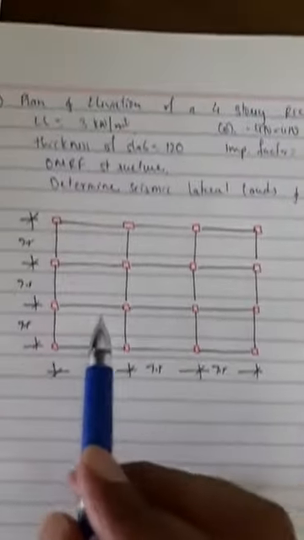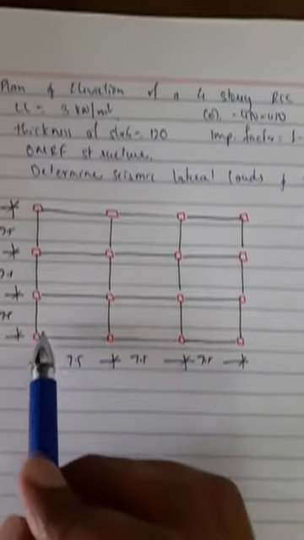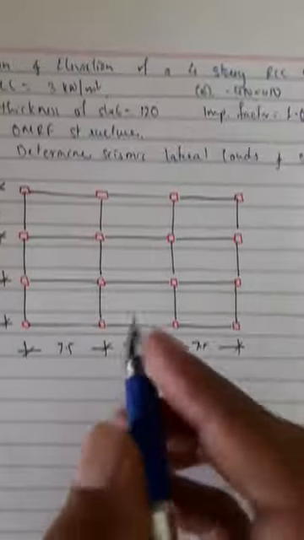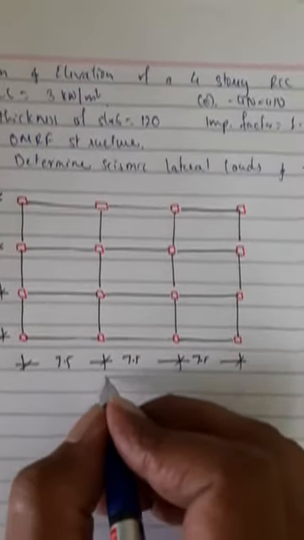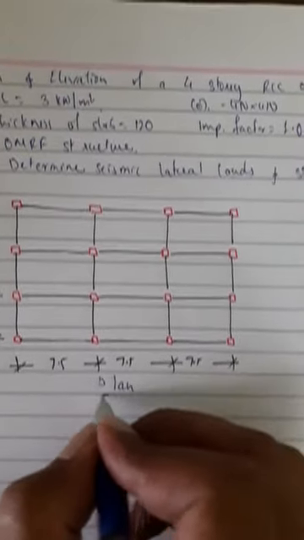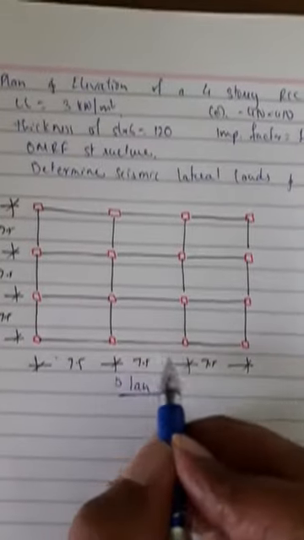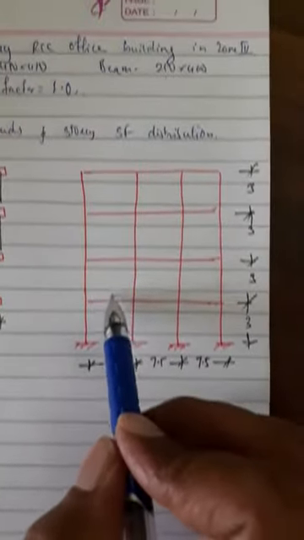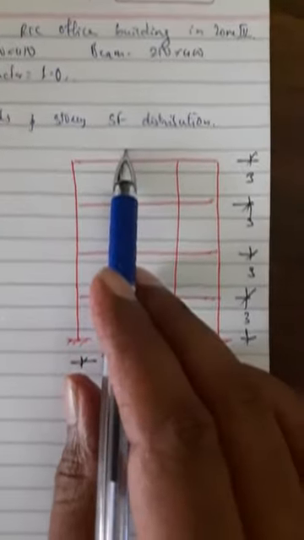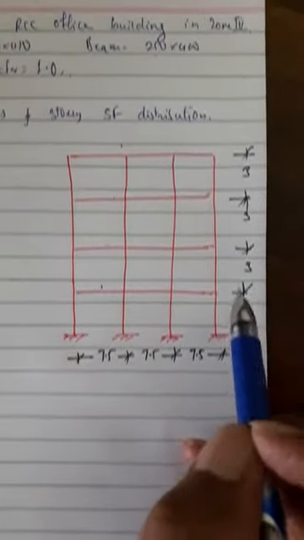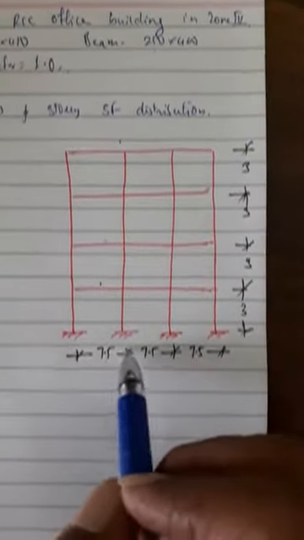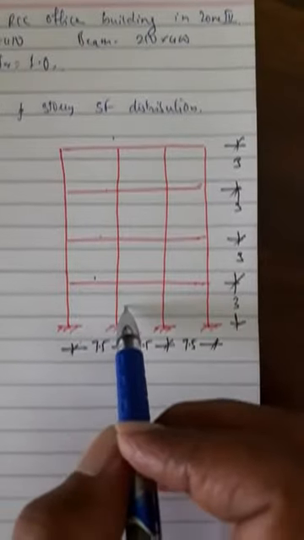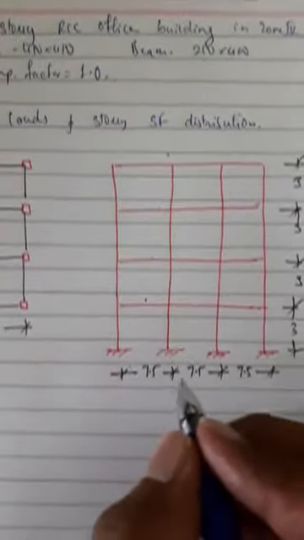This is the plan. This red indicates the column. These are the beams. This is the plan of the structure. 7.5 meters in each direction is the dimension. Now this is the elevation: 1, 2, 3 and 4, four stories. Height of each story is given as 3 meters. This is the spacing between the two columns. This is the elevation.